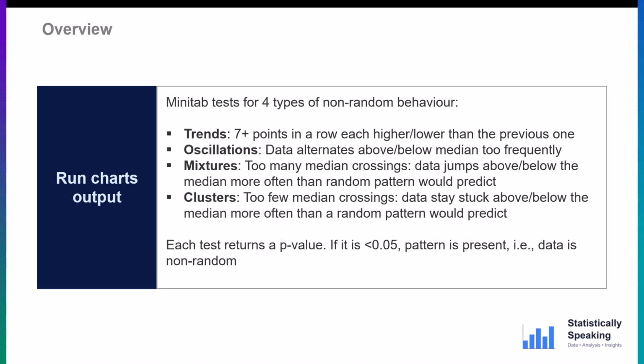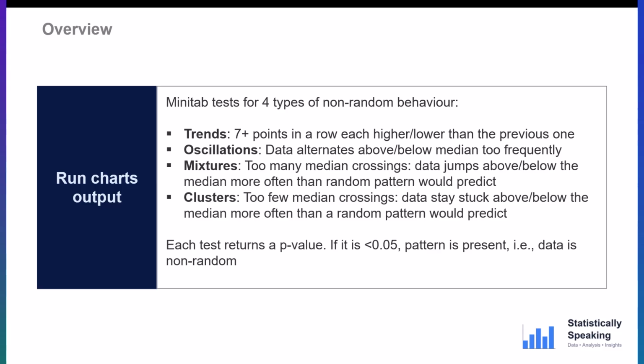That's about the data having too many median crossings, more than what chance would predict. And clusters is very similar to mixtures, because what that looks for is if there are too few median crossings. So basically, if there's a clustering problem, then the data would tend to stay stuck on one side of the median, above or below, for very long stretches.